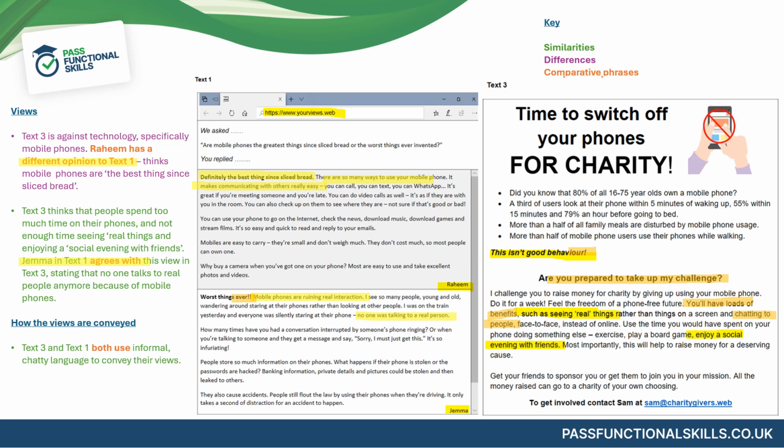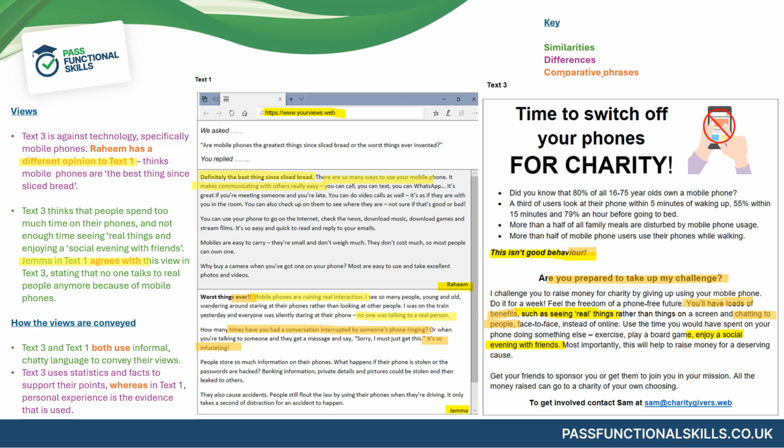Again, directly addressing the reader with the word you and the question there, and contractions as well. It's so infuriating. So both of these texts are definitely more informal and chatty. So are there any differences then in the way the views are conveyed? Well, we can definitely think about what sort of evidence both texts use to back up their points.